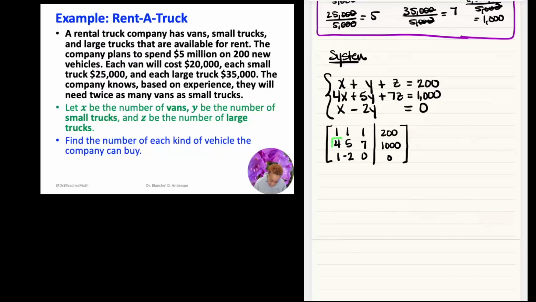So our goal is to get rid of the x terms in these two equations, this one and this one. So in order to make this a 0, we have to do some row operations, right? So if we take, let me see, if we take -4 times row 1 and we add it to row 2, we'll get our new row 2. That should work. So let's take -4 times row 1.